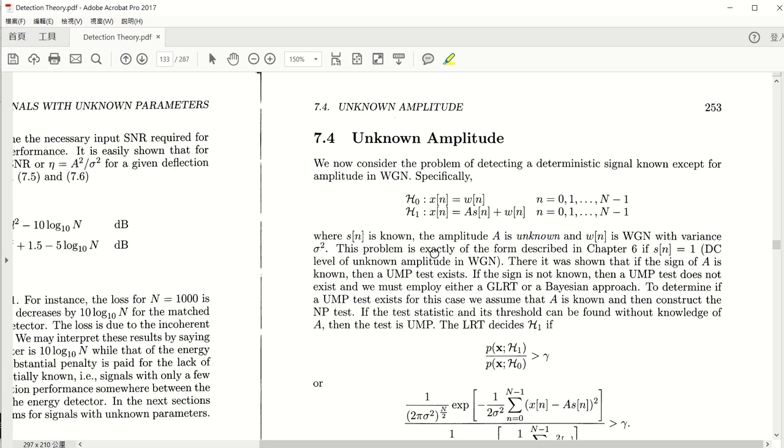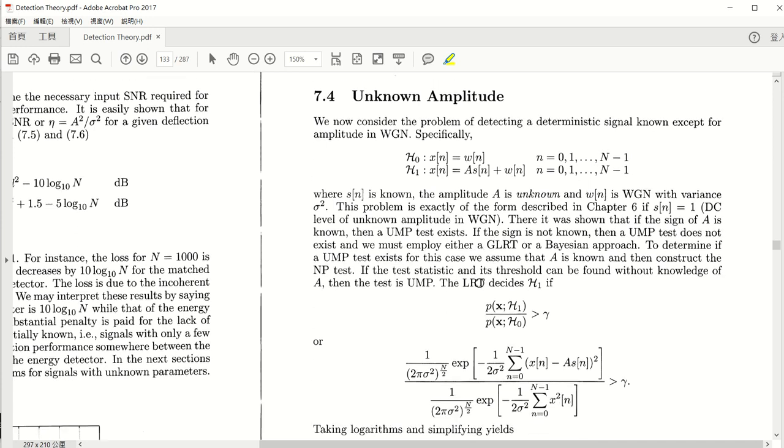So this problem is exactly of the form described in chapter 6. If s is equal to 1, then the whole thing becomes the unknown DC level, right? But here it's no longer a DC level, it's a signal s. There it was shown that if the sign of A is known, then the UMP test exists. We did that in chapter 6. If the sign is not known, then the UMP test does not exist, and we must employ either a GLRT or a Bayesian approach.